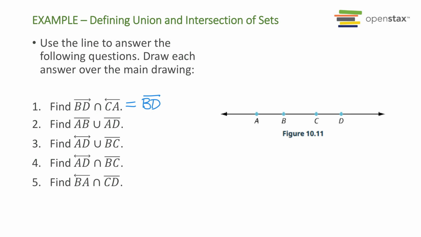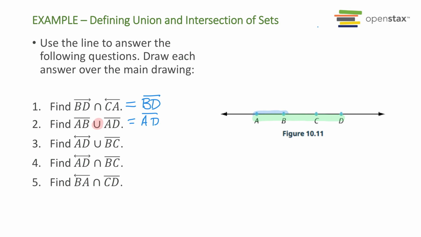So let's get our highlighter. Find the union this time. So the union of AB, AD. So AB is in this area. And then AD is all of this area. Now, union brings them together. It doesn't look at where they overlap. It says bring in everything. So everything in this case is going to be the line segment A to D. And that's going to bring in everything: A, B, C, and D.